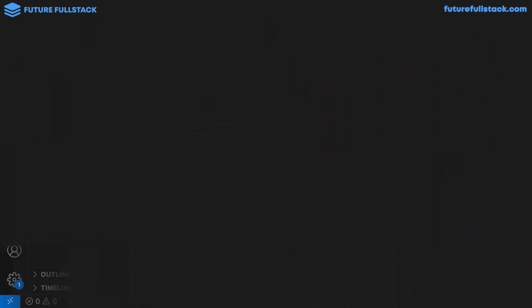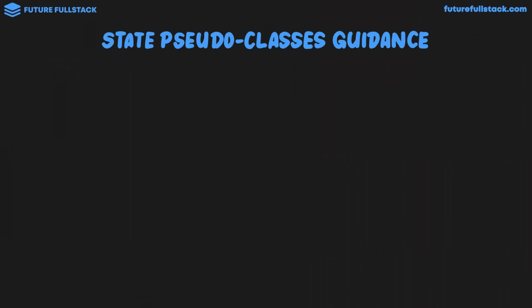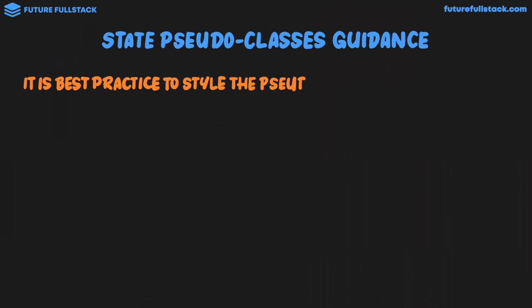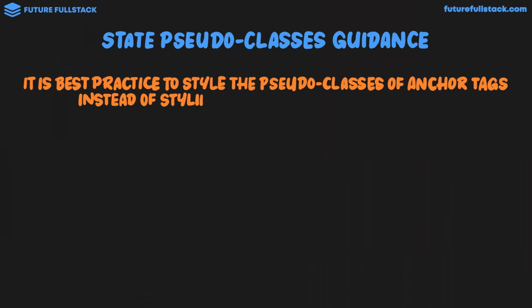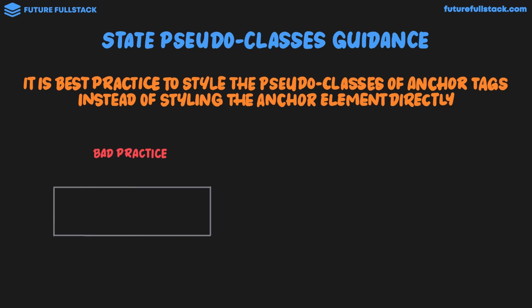So let's now look at some state pseudo-class guidance. It is best practice to style the pseudo-classes of anchor tags instead of styling the anchor element directly. So let's have a look at what I mean by first looking at what is considered bad practice. Bad practice is simply using the type selector to select the anchor tag and apply styles directly. This is considered bad practice because we're not styling the different states the anchor tags can be.